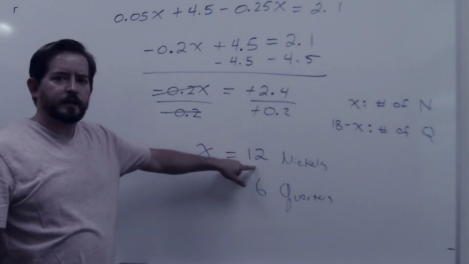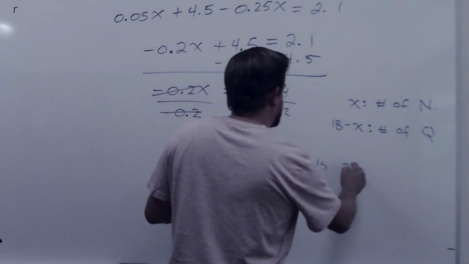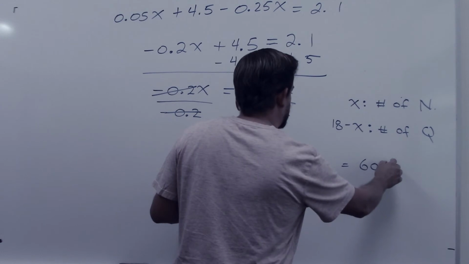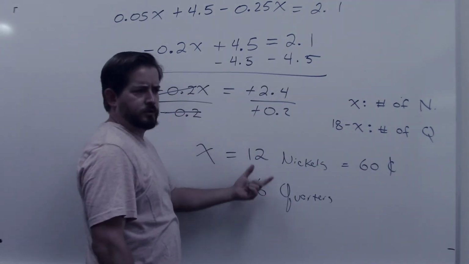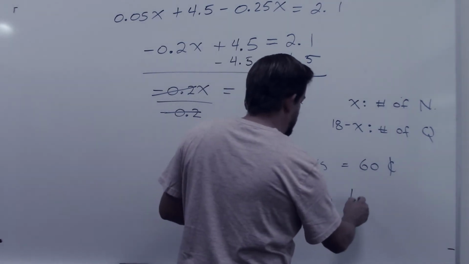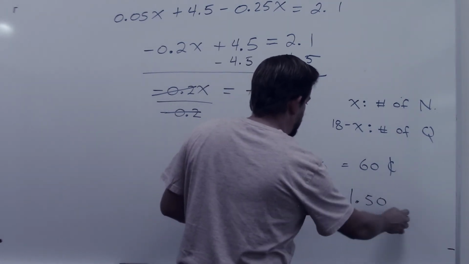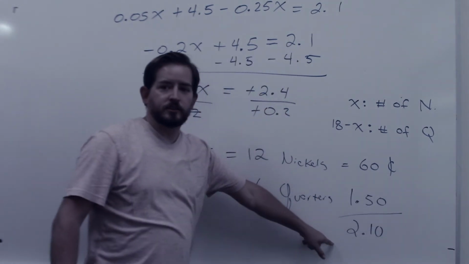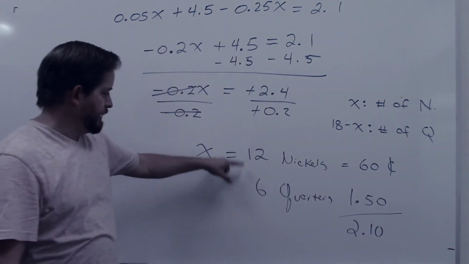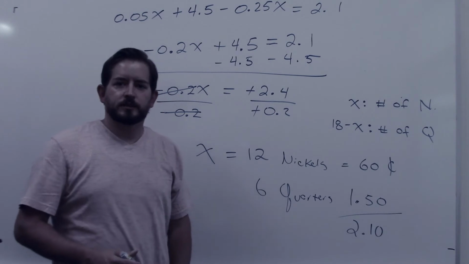And you can do the math here. 12 nickels at 5 cents a pop, that's 60 cents. 6 quarters, right? 4 quarters is $1, so that's $1.50. That all adds up to 210. So I've checked it, I get 210 out of 18 coins, that's my solution.